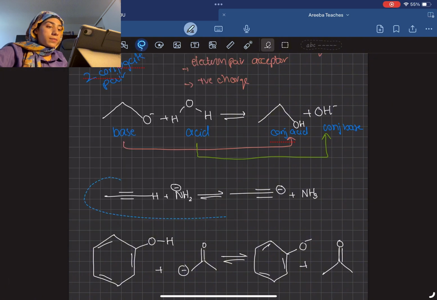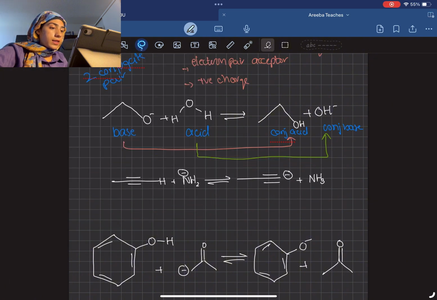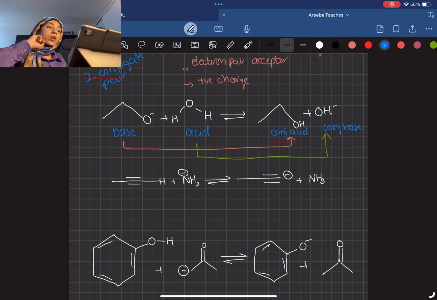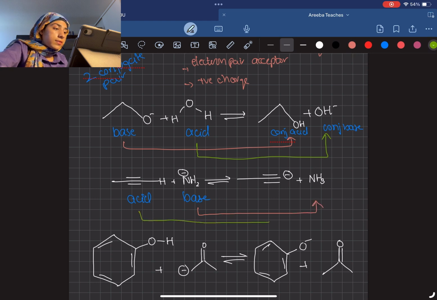We'll try naming this one now. Over here, because NH2 has a negative charge, and anything that has a negative charge is our base, we'll call this a base. Automatically, this is our acid. Now the conjugate pairs. This looks like it makes a pair with this species, and the acid will make a pair with this species.